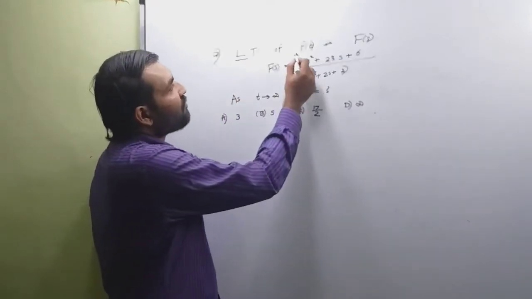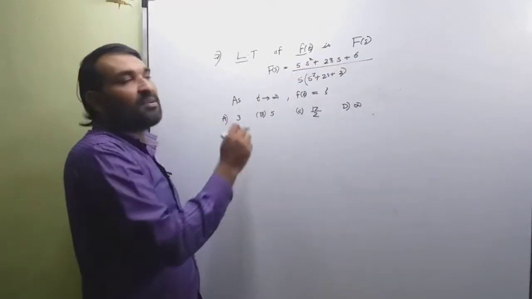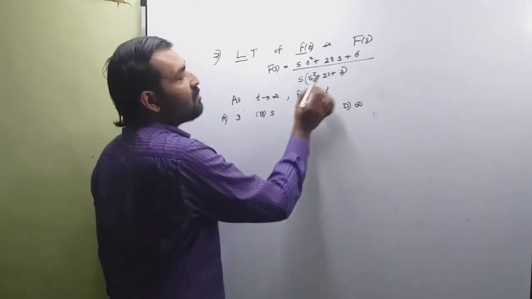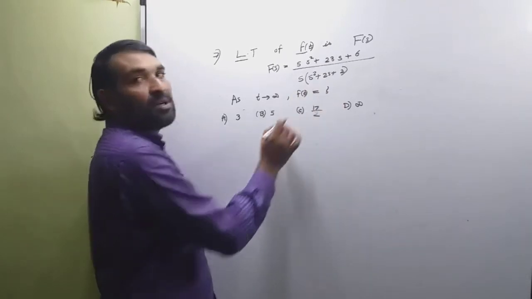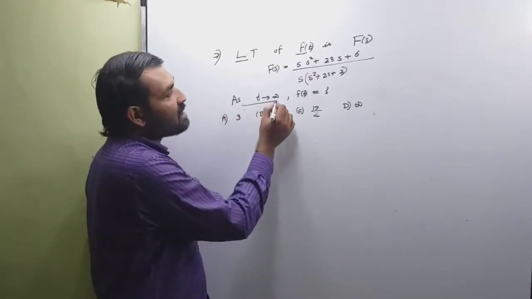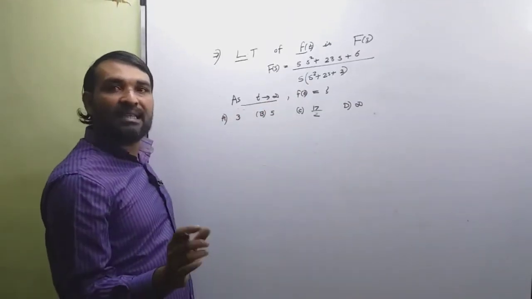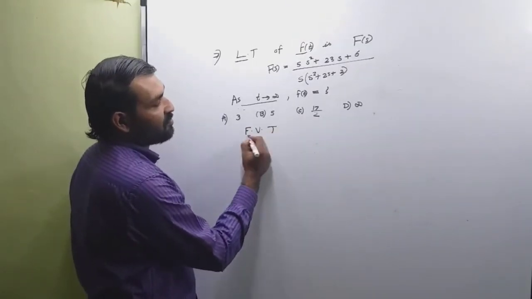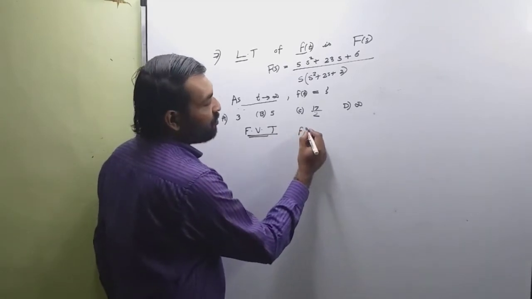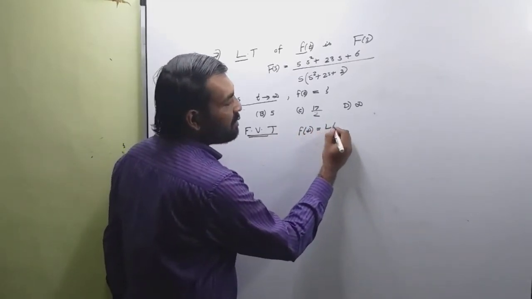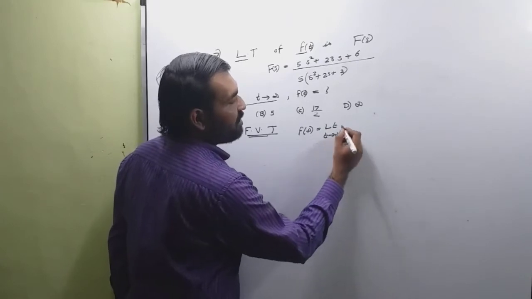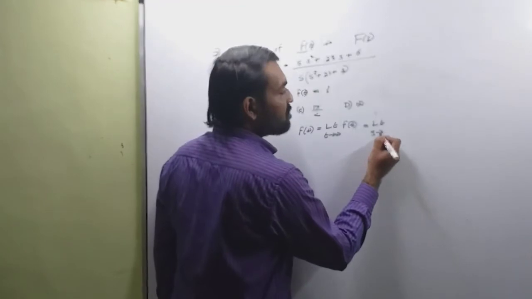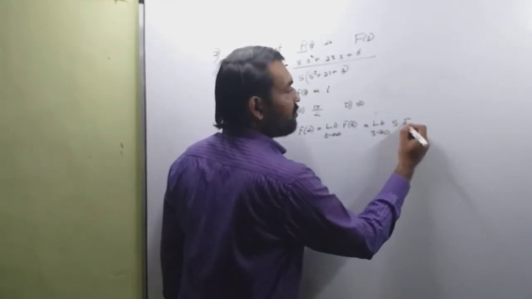The Laplace transform of f(t) is F(s), and F(s) is given as (5s square plus 23s plus 6) divided by s times (s square plus 2s plus 2). As t approaches infinity, what is the value of f(t), is the question. So using the final value theorem, f(infinity), that is equal to limit t tends to infinity f(t), is equal to limit s tends to 0, s times F(s).